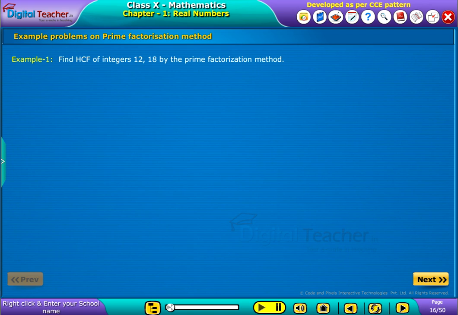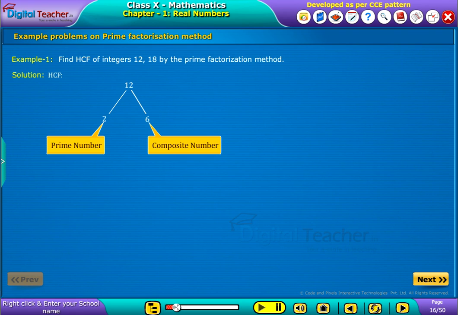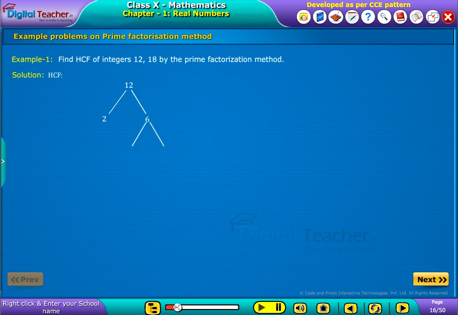Find the HCF of the integers 12 and 18 by the prime factorization method. Solution. Consider the positive integer 12. To find its HCF, express it as a product of 2 and 6. Here 2 is a prime number and 6 is a composite number. Now, the composite number 6 can further be expressed as the product of two prime numbers 2 and 3. In this way, the number 12 is expressed as a product of prime numbers only.